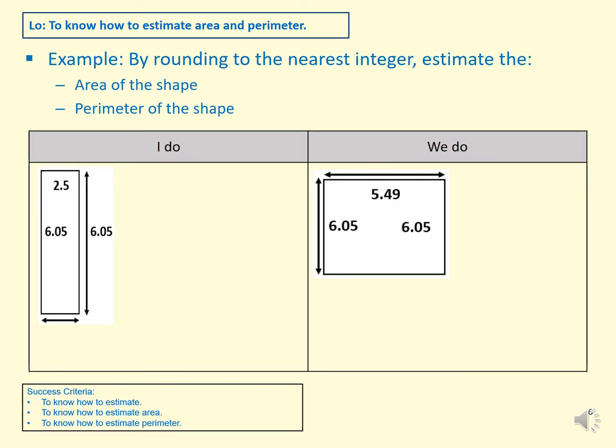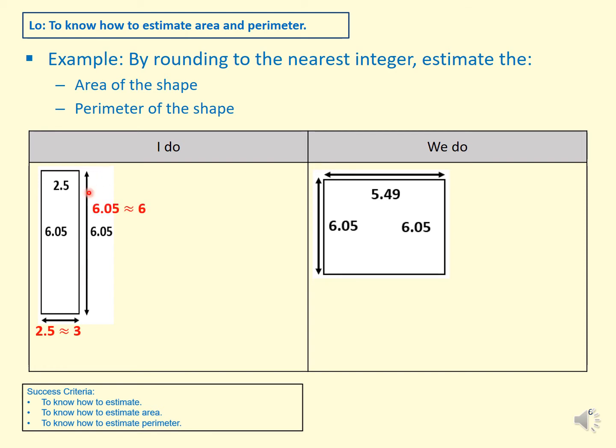Now let's look at a different example. Again, the question is asking me to round to the nearest integer and estimate the area and perimeter. So we need to make sure we read the question carefully. Now again in here, if I want to round 2.5 to the nearest integer, I look at the number straight after the decimal point, which is 5. If it's 5 or above, which it is, you round 2 up. So 2.5 rounded to the nearest integer is 3.